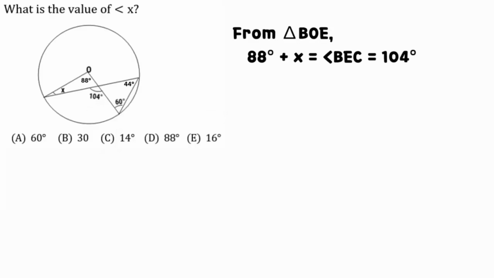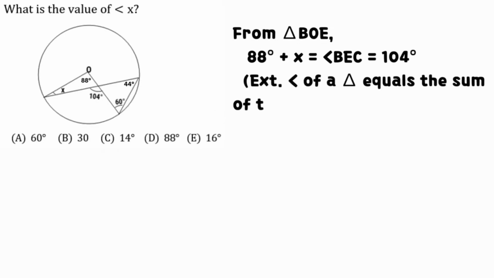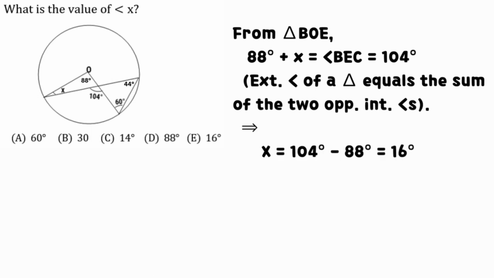From triangle B, O, E, the sum of 88 degrees and angle X equals angle B, E, C, which equals 104 degrees. Exterior angle of a triangle equals the sum of the two opposite interior angles. It implies that X equals 16 degrees. Therefore, the correct option is E.